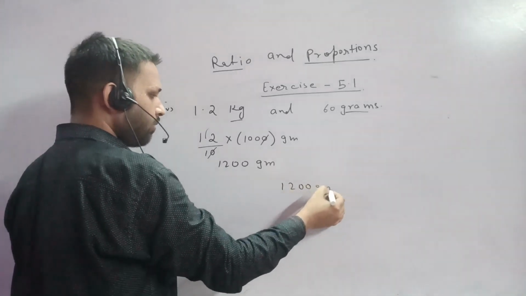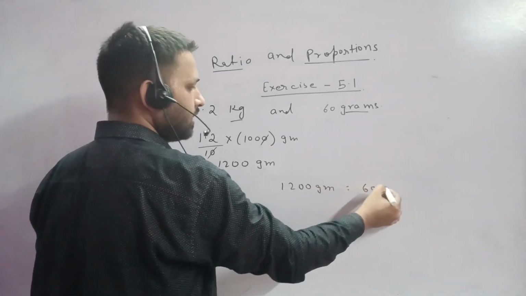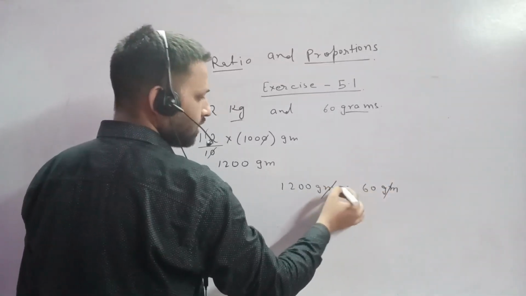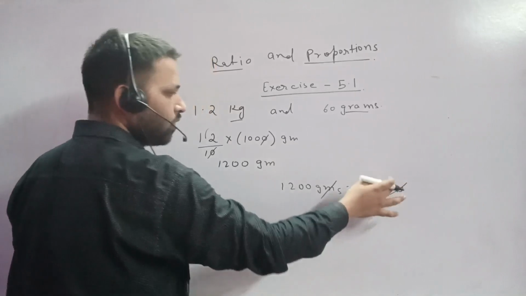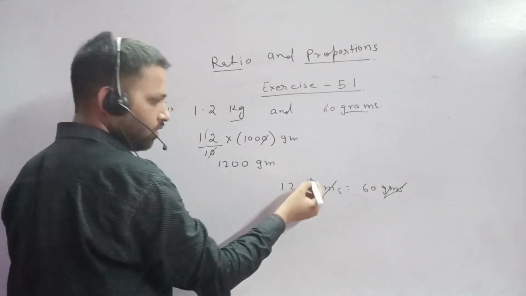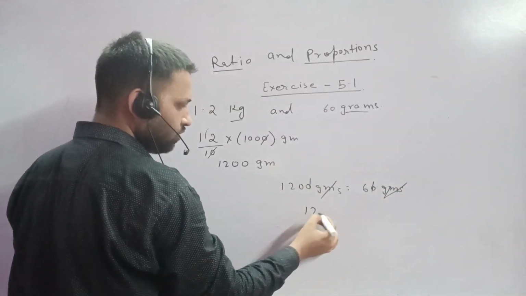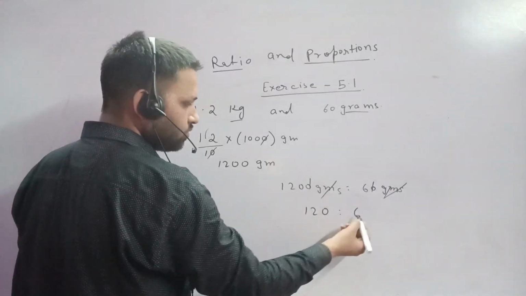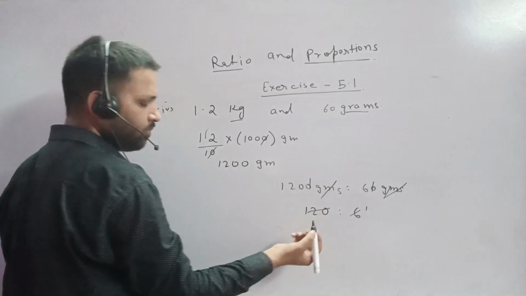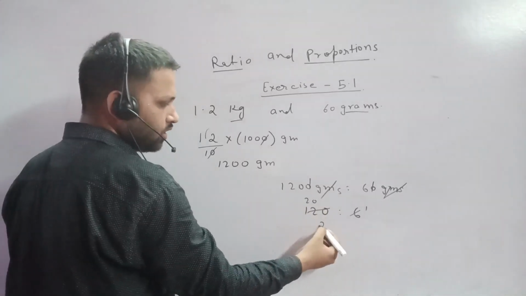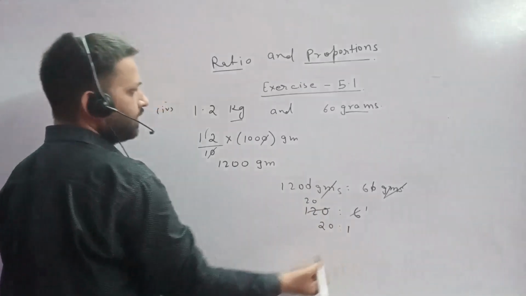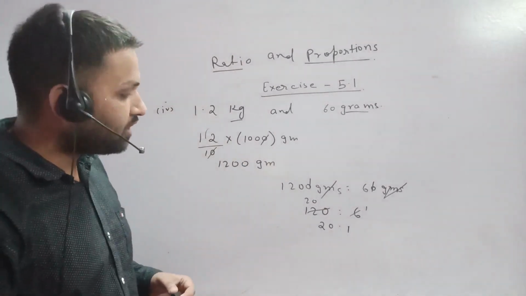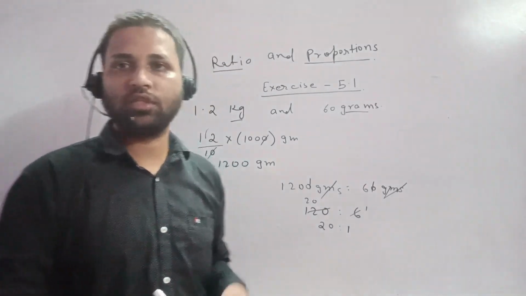Now you can proceed with the ratio. 1200 grams is to 60 grams. Now you cut the grams, which is both singular and plural. Cut the 0 with 0 and write 120 is to 6. Simplify by 6: 20 is to 1. That means 1.2 kg is 20 times greater than 60 grams.